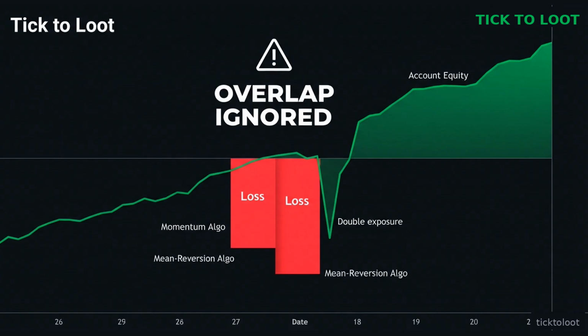Let's talk about a common pitfall that many beginners fall into, ignoring the overlap or double exposure between their algorithms. Imagine you have a trading account with $10,000 and you decide to run both the momentum algo on euro to US dollar and the mean reversion algo on pound sterling to US dollar, thinking they're independent because they trade different pairs. You set each to risk 2% of your account per trade, which sounds safe.